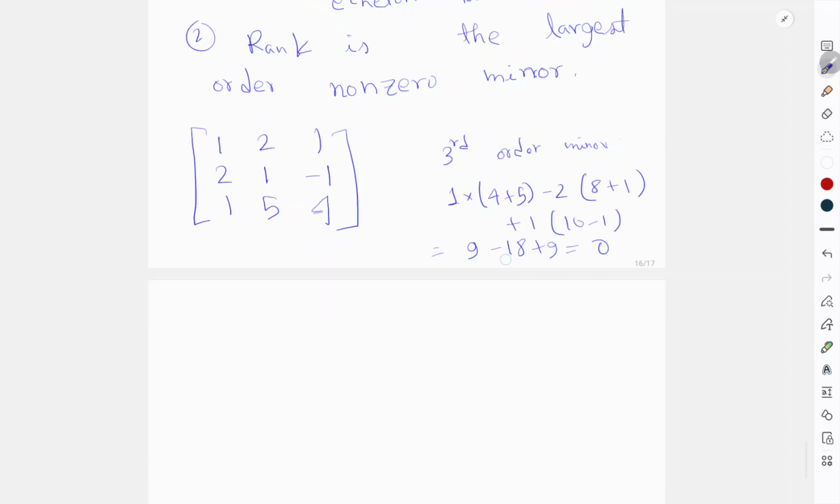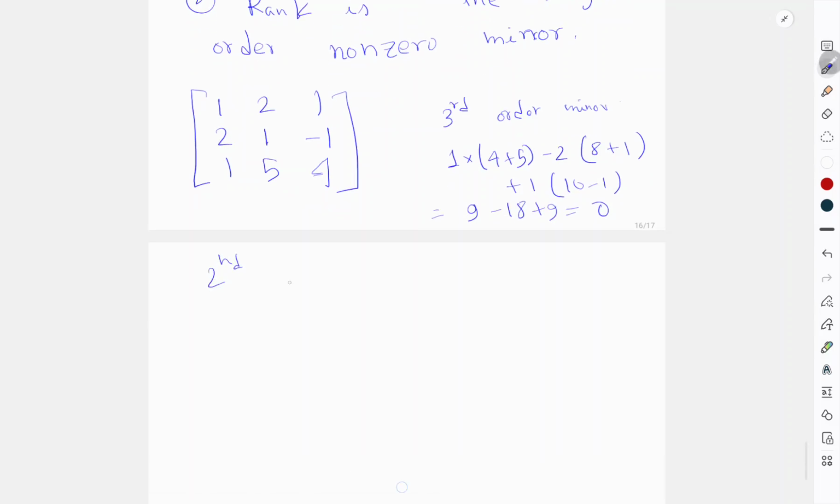Okay, now if you consider the second order minors, whenever you are finding the second order minor, there are actually 9 such minors, right? For example, for this 1, if you find it, you have this type of thing, right? For 2, if you find it, you have this type of matrix, right?